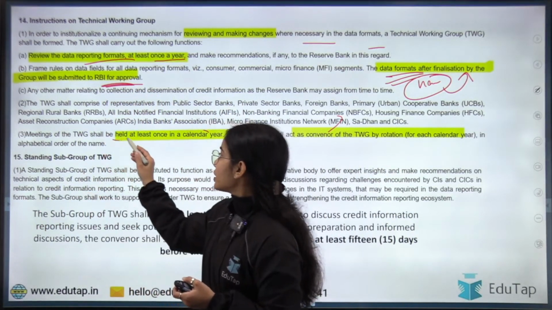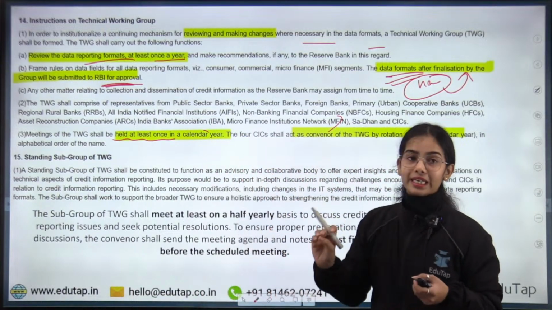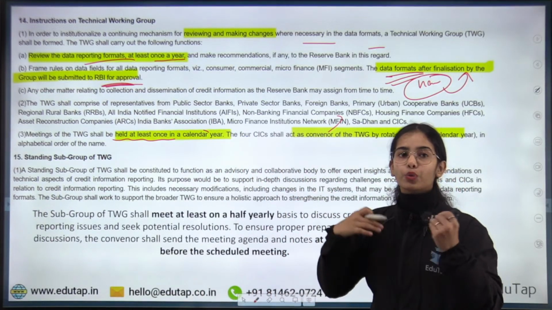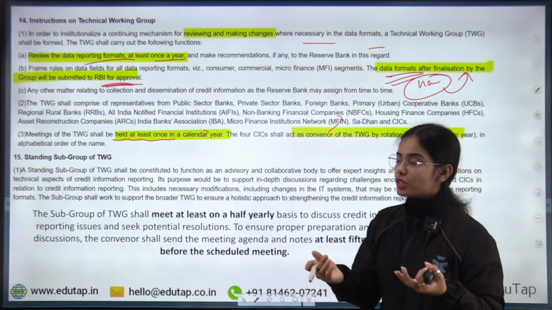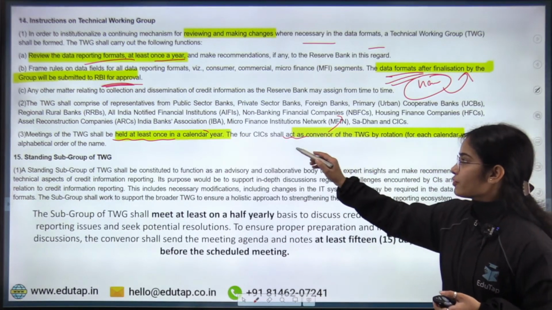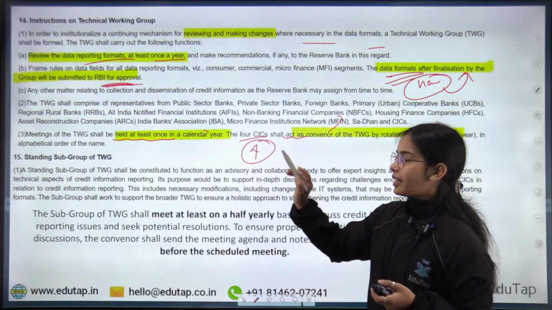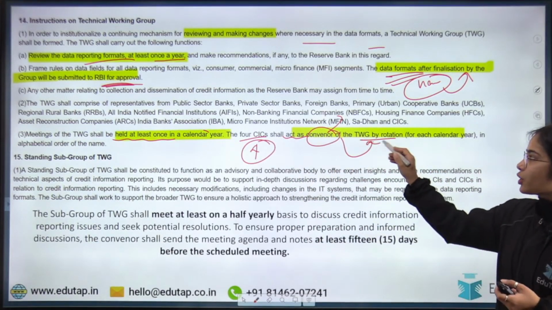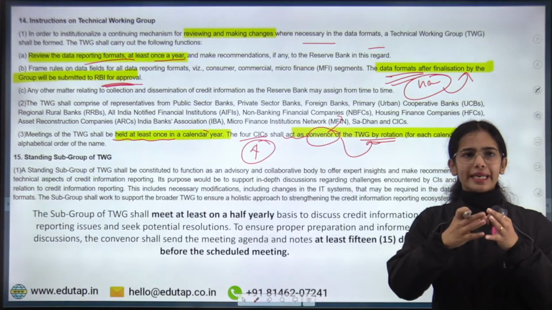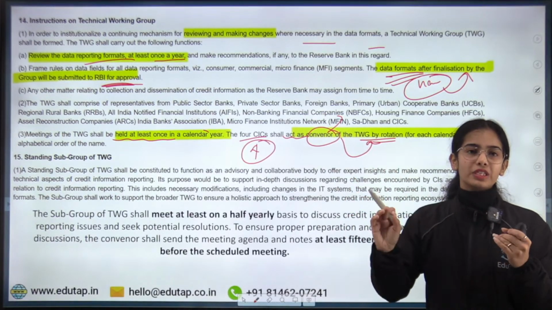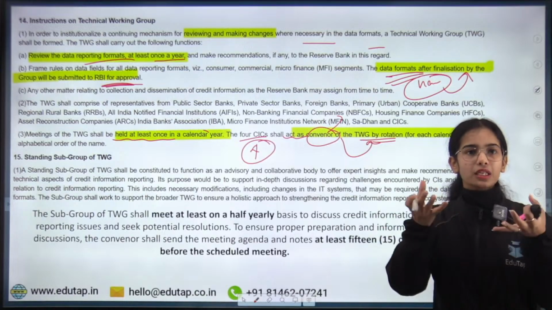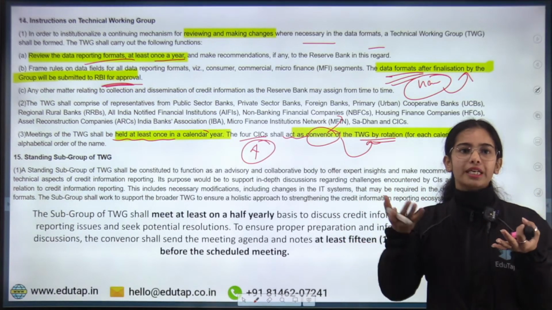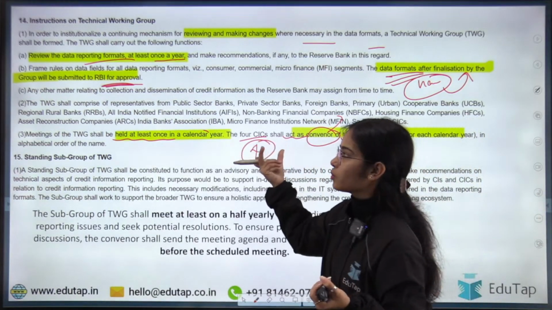Okay. So the technical working group should meet at least once a year for doing the review, for doing any kind of changes, and act as convener. The 4 CICs, the 4 credit information companies, should work as the convener of the technical working group by rotation. That is, every year one CIC will take the responsibility of convening, initiating the meeting of the technical working group.